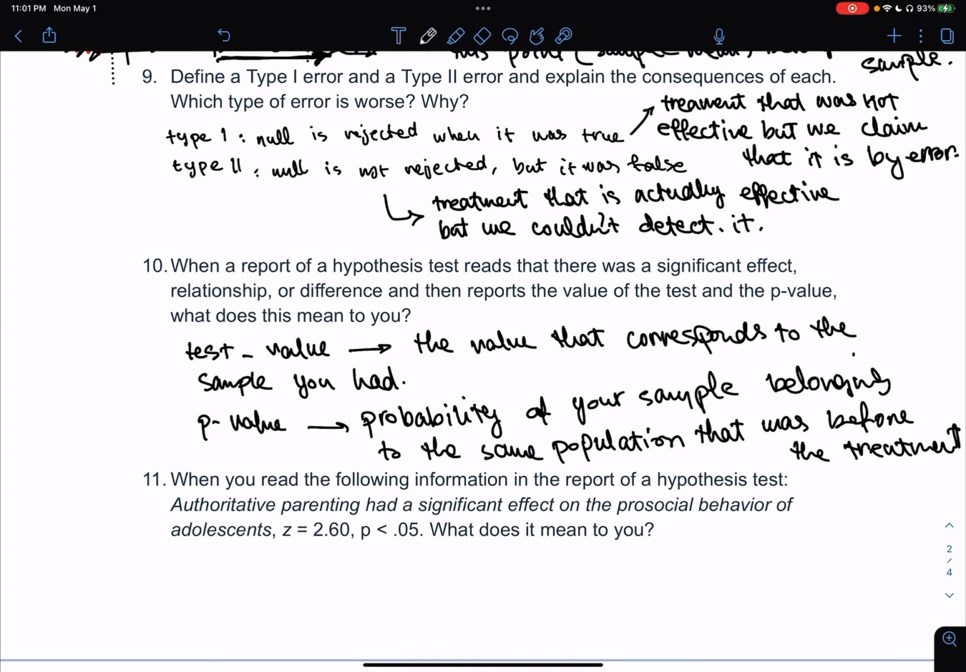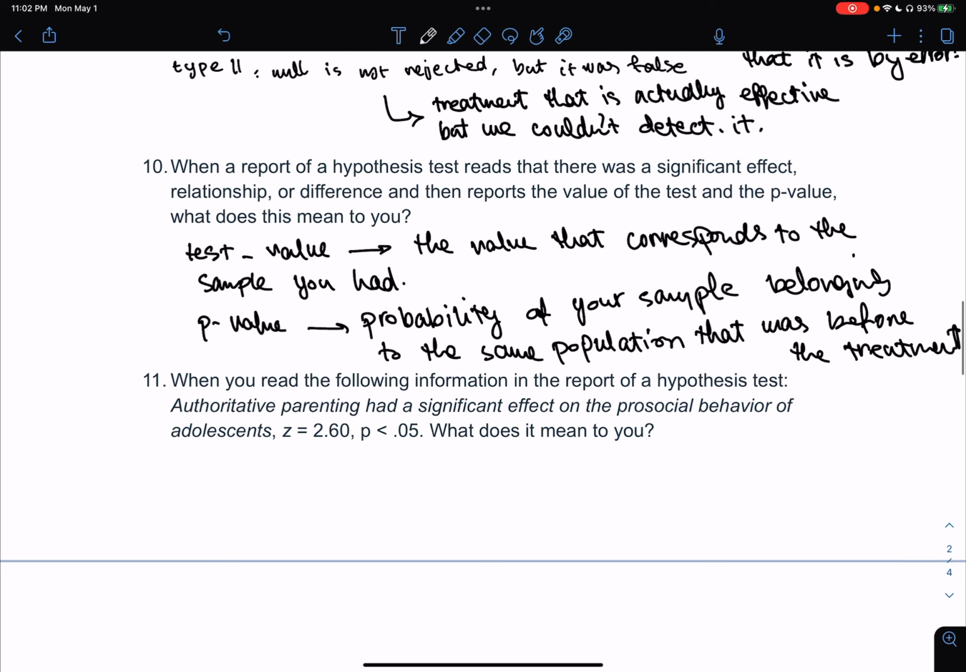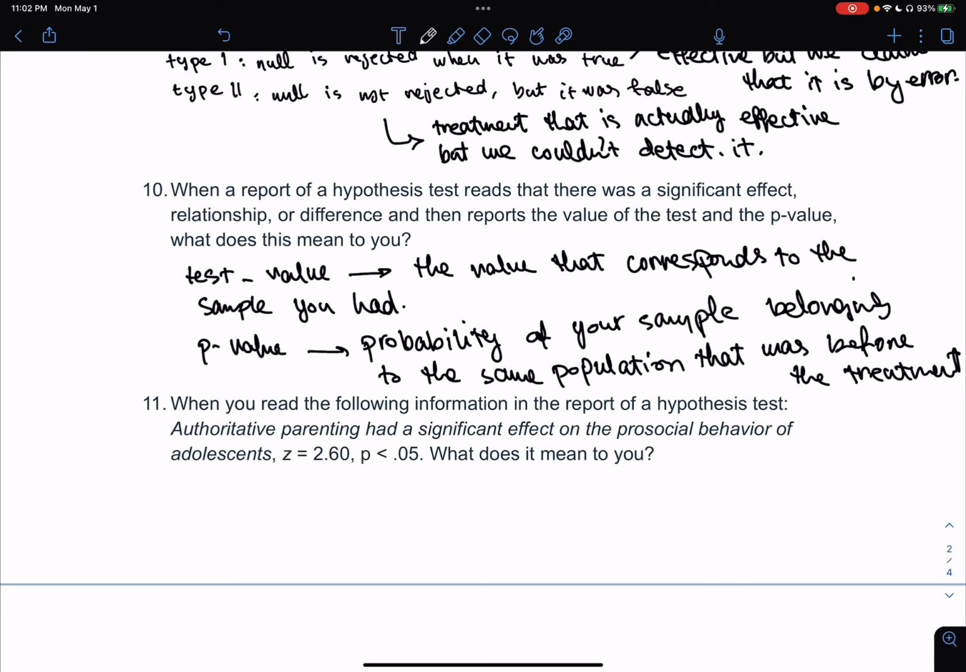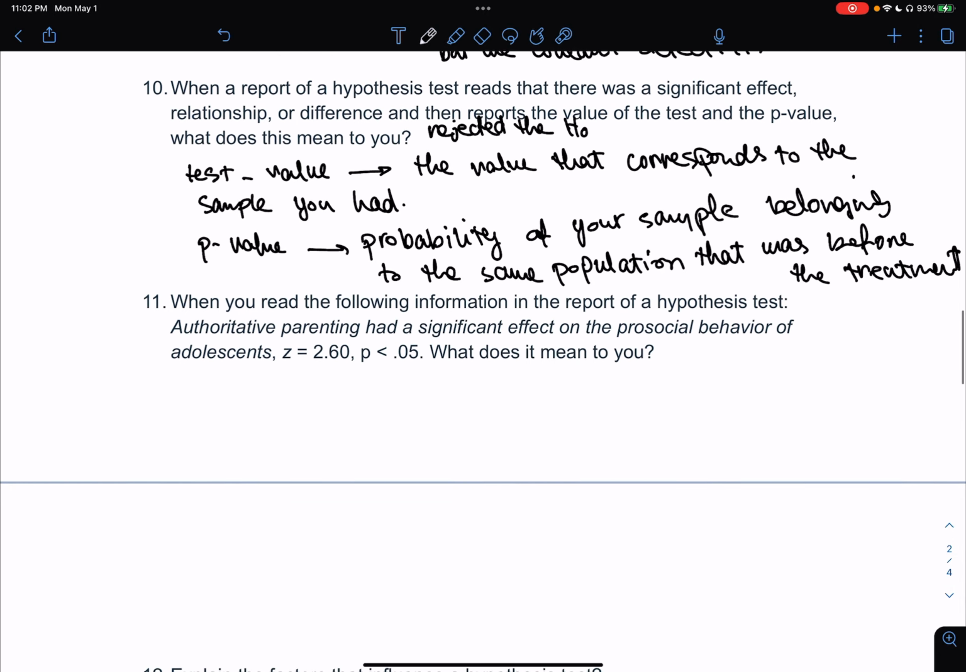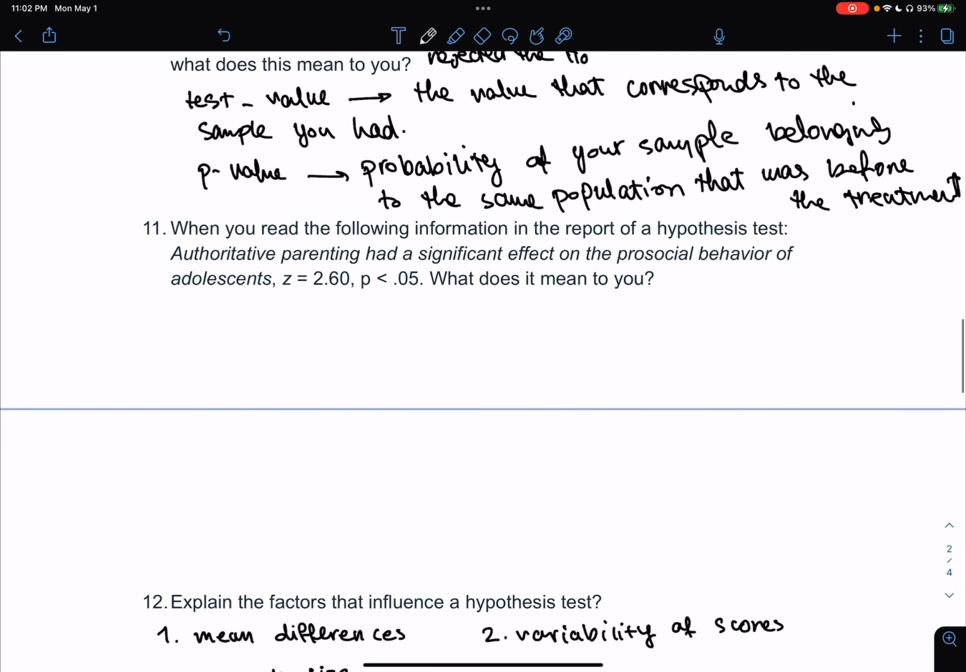So the p-value is basically the probability. So here, for the next question, we will talk about this again. And then to talk about this more generally, when there is a significant effect, it means that we have rejected the null. And then there is a significant effect. I hope this is what the question is referring to, at least.